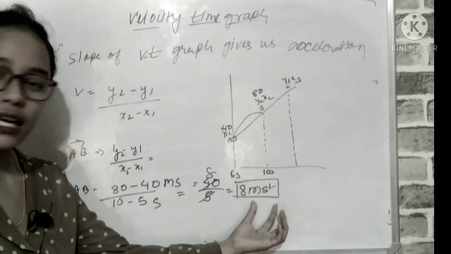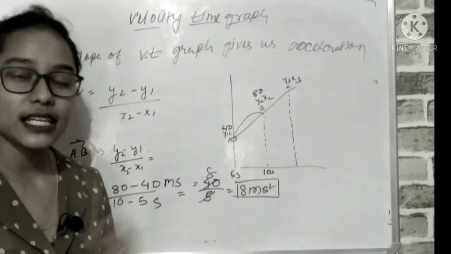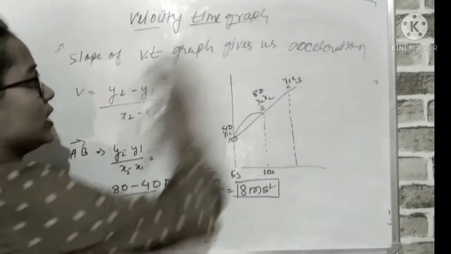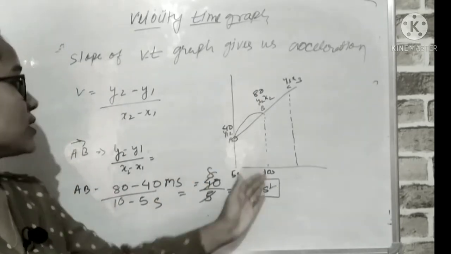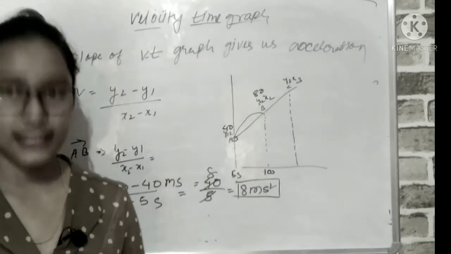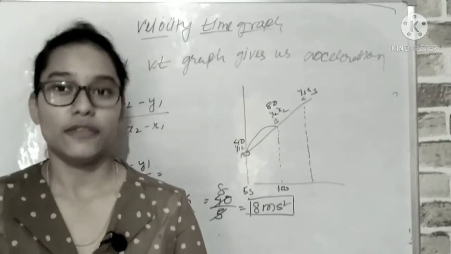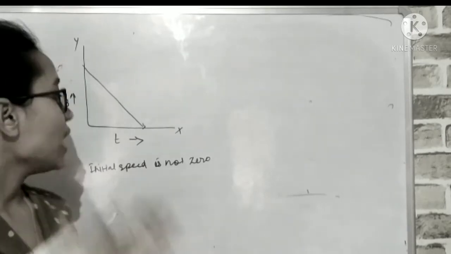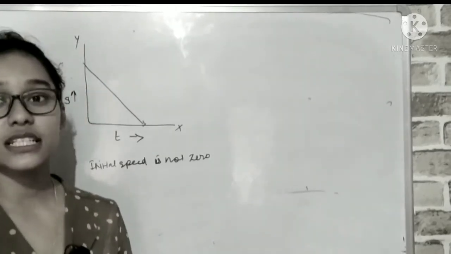Does this SI unit remind you of something? Meter per second square is an SI unit of what? Acceleration, right? So, with this example, we found that velocity time graph gives us acceleration. Now, we will discuss the types of velocity time graph. How many types of velocity time graphs are there, okay?